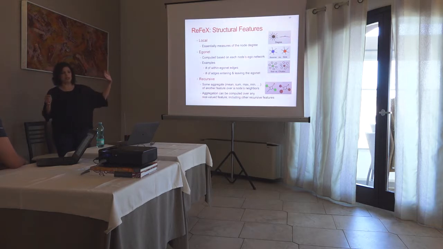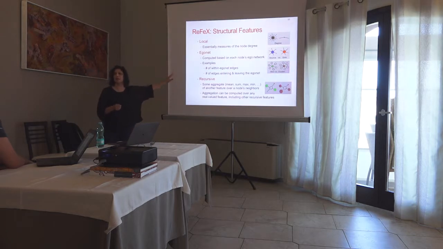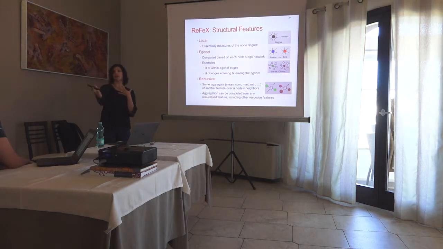So local features are basically trying to capture, are you a hub or are you a pariah, meaning you have no friends, basically, right? What is your average in-degree weight or average out-degree weight? And then your egonet, I'm sure the majority of you know what an egonet is. It's a one-hop induced subgraph. So I'm the ego, my friends are my alters, and I have obviously the links between me and my alters, but also the links between the alters.